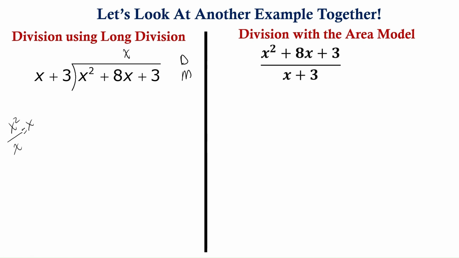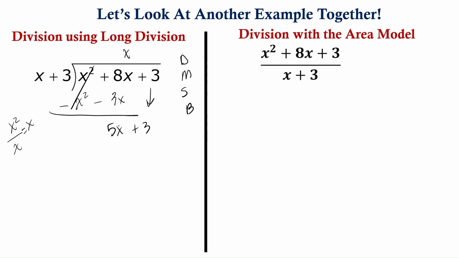Now we're going to multiply. I'm going to multiply this number that we found, or this monomial that we found, with the binomial. Okay. So I'm going to do x times x. That gives me x squared. x times 3 is going to give me 3x. We're going to subtract. Minus minus, that cancels out. 8 minus 3 is 5x. We're going to bring down that plus 3.